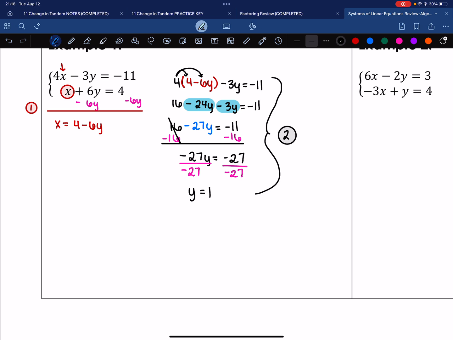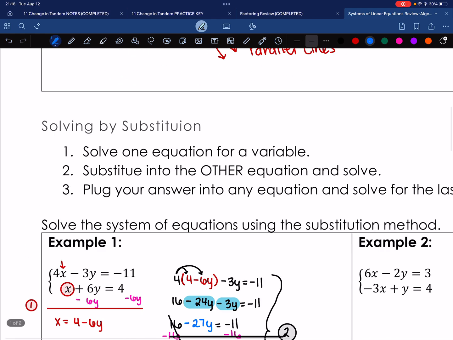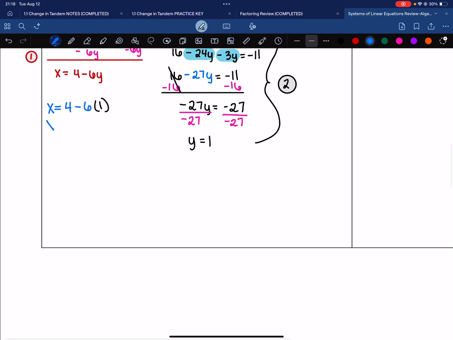So for step number 3, we're going to take this equation right here, and instead of the y, we are going to plug in 1. And so when we solve this, we get x is equal to 4 minus 6, which means x is equal to negative 2.